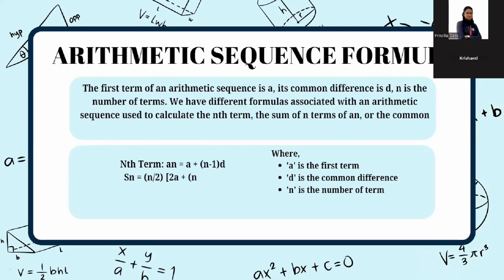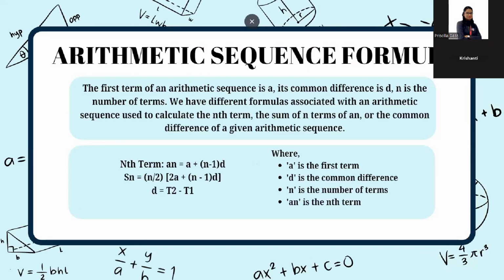So now let's dive into some arithmetic sequence formulas. You have discovered the first term, which is a, and the common difference, which is d. But there are other formulas to calculate the nth term and the sum of n terms. The nth term formula is a_n equals a, the first term, plus n, the term we're trying to find, minus 1, times the common difference d.